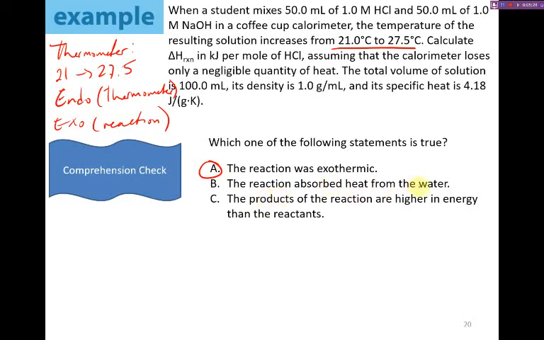That means then that the water actually is releasing the heat, or excuse me, the water is absorbing, and that the products are lower.